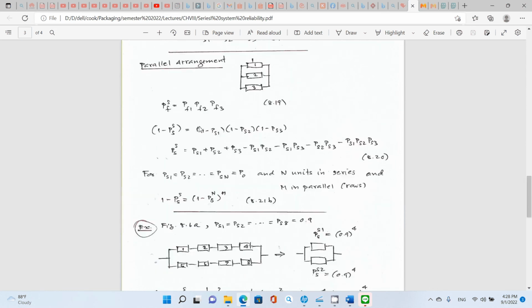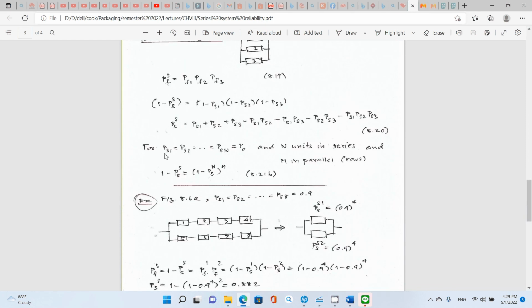Now for parallel arrangement, you look at the failure rate. So the failure rate of the system is going to be PF1 multiplied by PF2 multiplied by PF3, because the system has three components. That corresponds to your equation 8.19. And of course, you're looking for PS of the system. That's going to be your PF of the system, 1 minus PS, PF in terms of PS. And PF1, you can write the same: 1 minus PS1, and PF2, 1 minus PS2, and PF3, 1 minus PS3. And you can expand the terms. That gives you your equation 8.20.